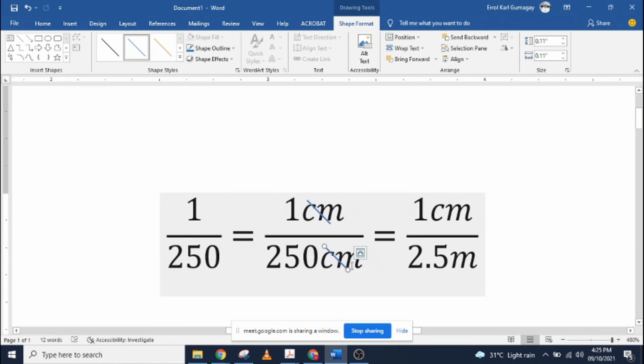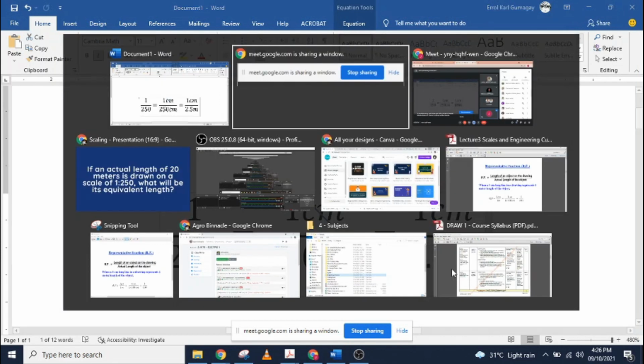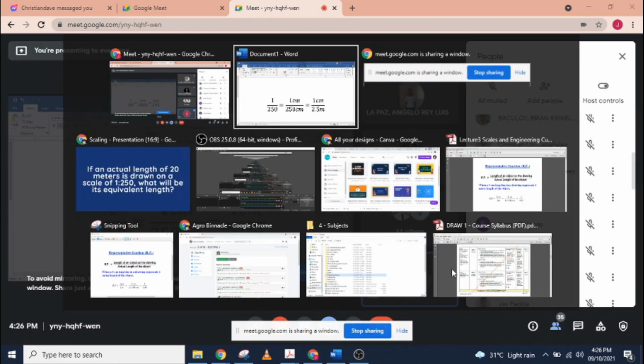By writing 1 cm by 250 centimeters, we will know that yung 250 centimeters is actually equivalent to 2.5 meters. Okay? Kasi sa isang meter, we have 100 centimeters. So meaning itong 250 centimeters class is equal to 2.5 meters. Okay? So yan yung ating scale.